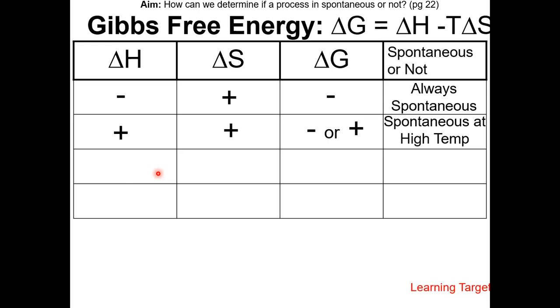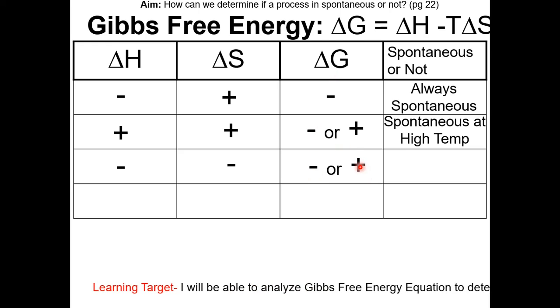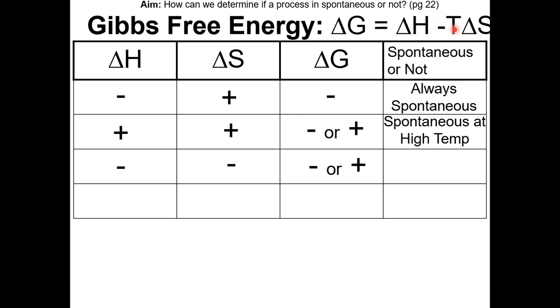Here we have delta H as negative, so it's exothermic, and delta S as negative, which is decreasing in entropy. So delta G, similar to the previous scenario, will be either negative or positive. But this time, if you look at the equation, the left side will be negative and the right side will be positive. So delta G will only be negative when temperature is very low. So this process will be spontaneous at low temperatures. Let's look at the last scenario.